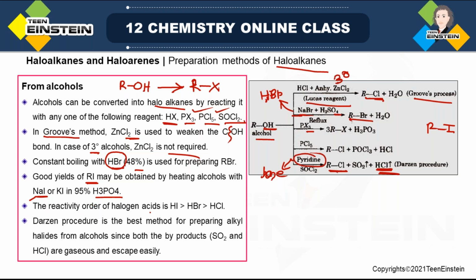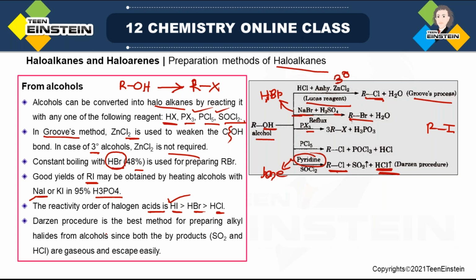The reactivity order of halogen acids is HI, HBr, HCl. That means, suppose from ROH you are trying to make RX: when it is HI, it is RI; when it is HBr, it is RBr; when it is HCl, it is RCl. Keeping all other conditions the same, this is the reactivity order of halogen acids. That means if the alcohol is the same, when you use HI, you can easily get the corresponding iodide product compared to HBr and HCl. So this is the order.